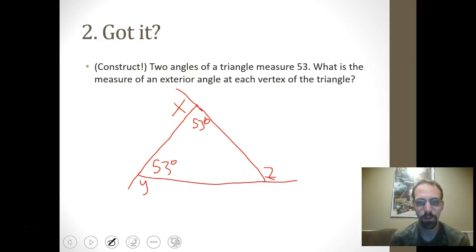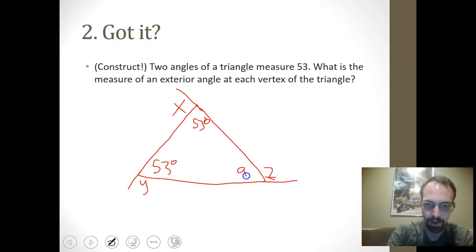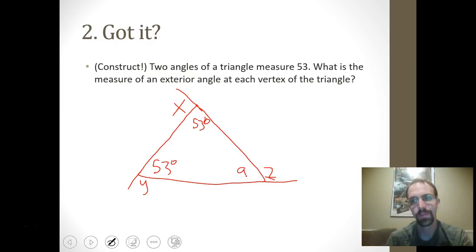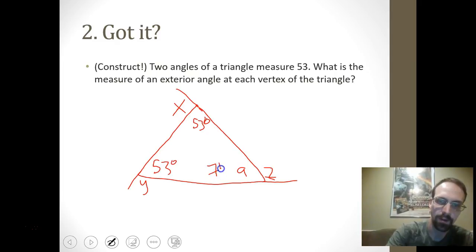Alright, hopefully the first thing you saw is you actually need to find this other measurement here. I'll call it A. We need to figure out A as well. We know that the triangle has 180 degrees, so if we add 53 and 53 together, we get 106. 180 minus 106 gives us 74. So that gives us that missing value, 74 degrees. Now we can use that to solve all the other ones.